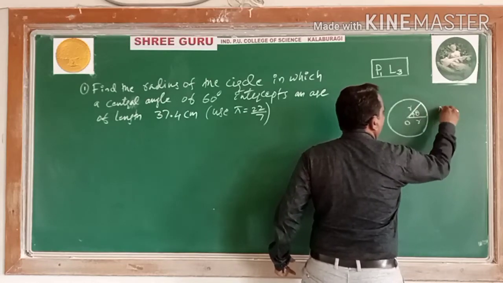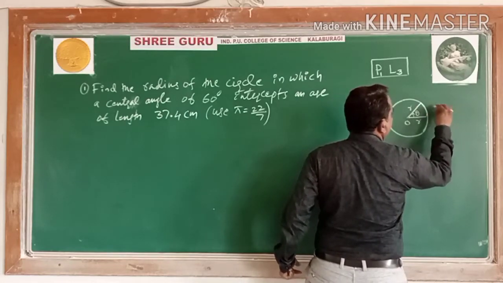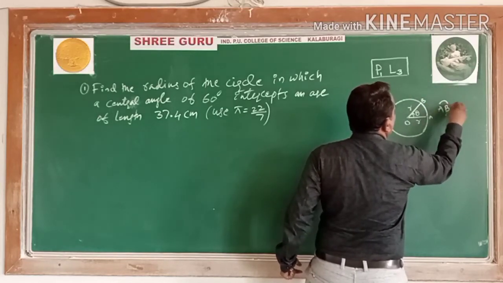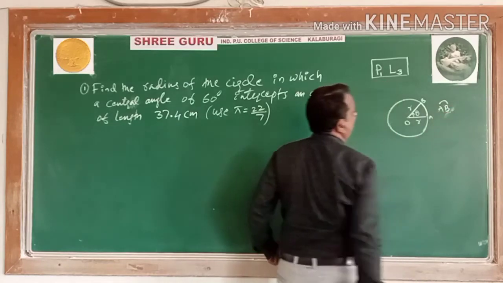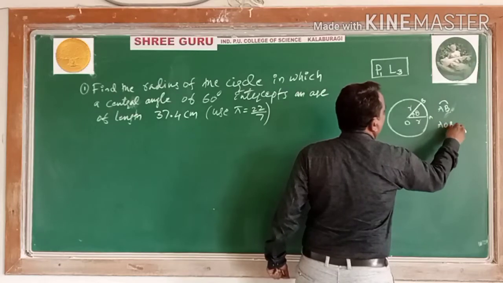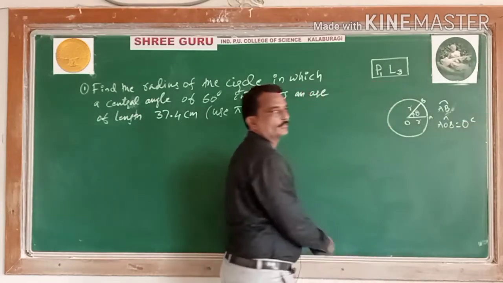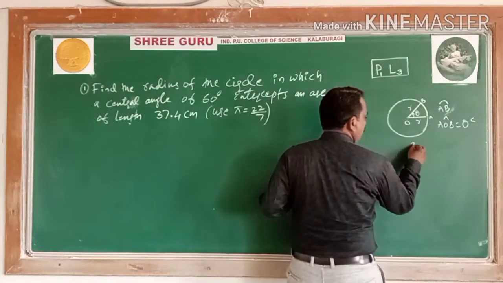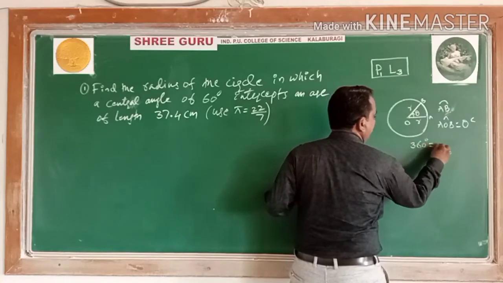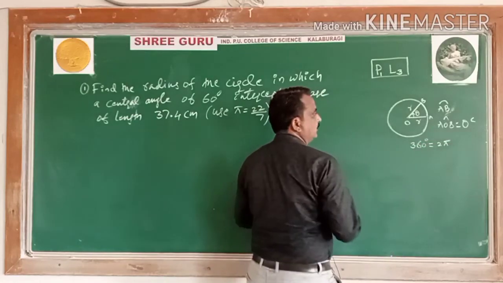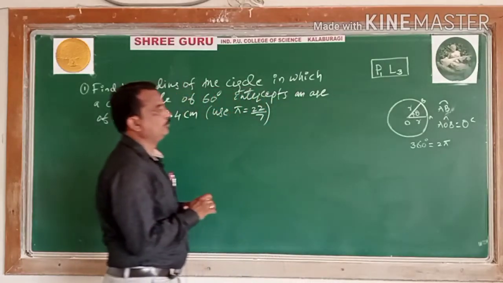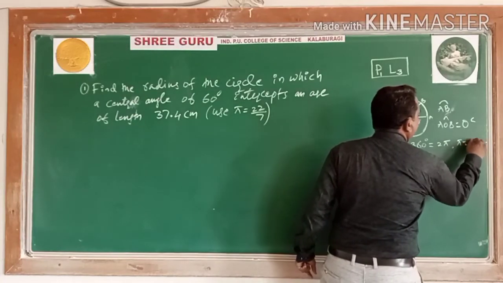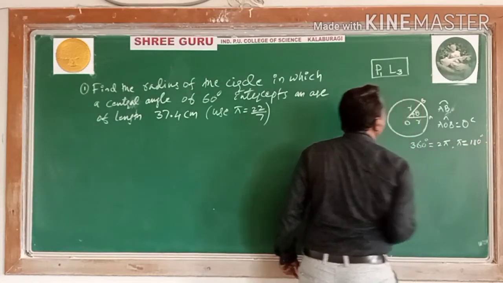This is an arc AB, denoted by arc AB. Here angle AOB is equal to theta radian. You know, one complete circle revolution is 2 pi. Pi is equal to 180 degree. Now come to one important formula.